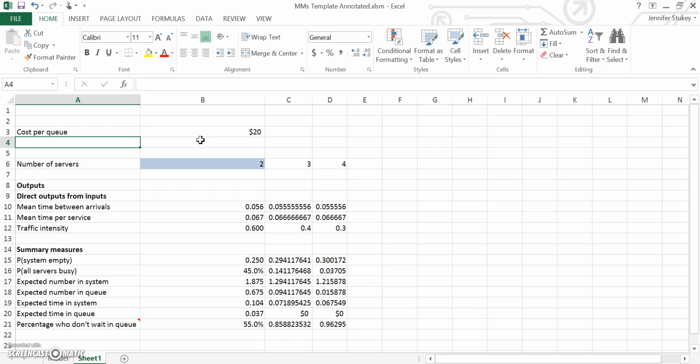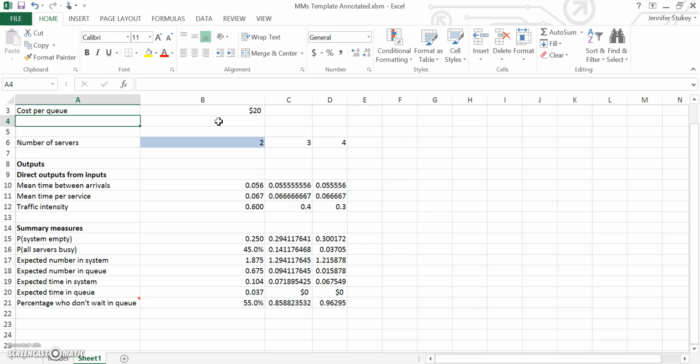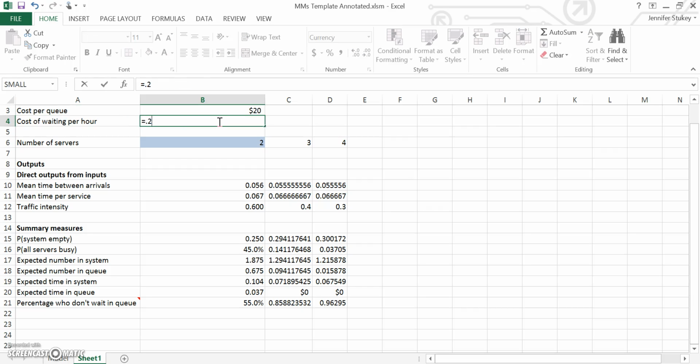Okay. The next cost that we're given is that it costs 25 cents for each minute that a customer spends in line. Now again, this $20 is in hours. All of our numbers down here are in hours. So we have got to convert this 25 cents a minute to a cost per hour. Okay, cost of waiting per hour. So it's 25 cents a minute, and that is going to be times 60. Okay, so it costs $15 an hour for a customer to wait in the queue.